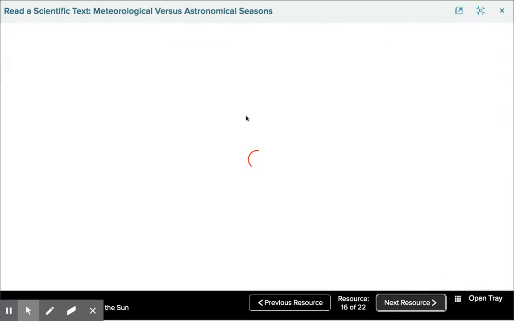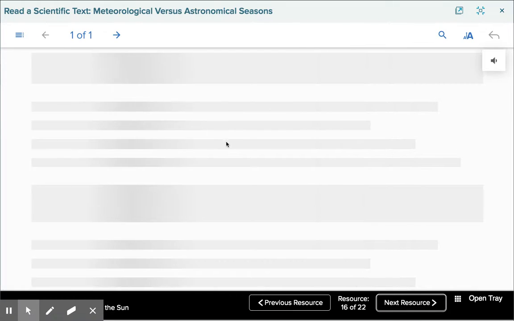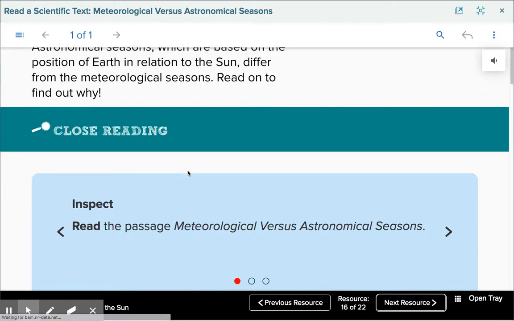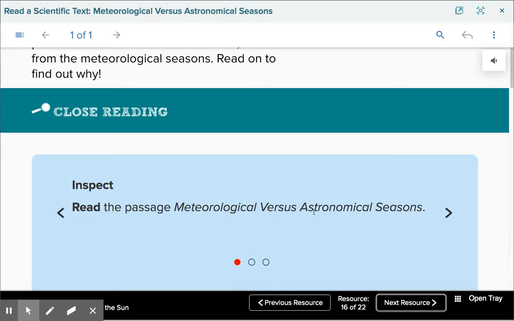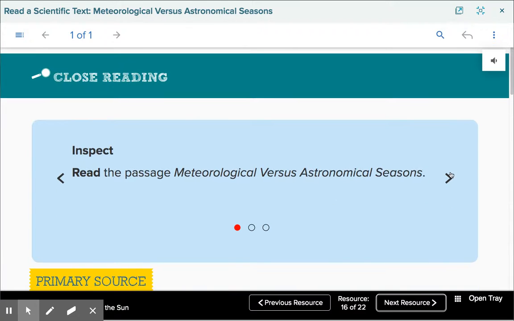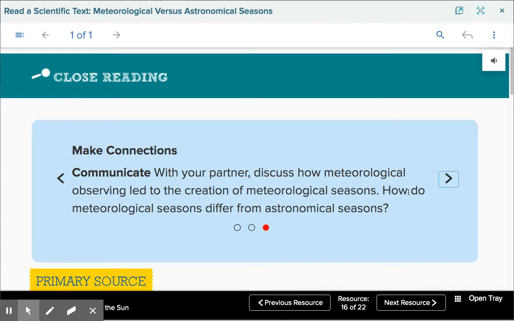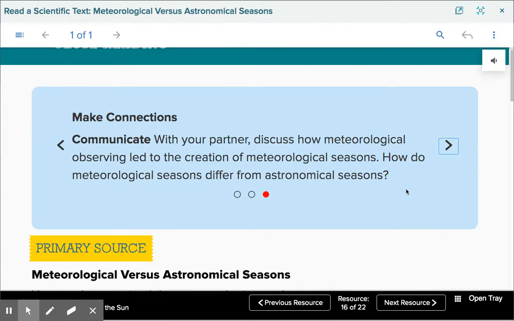Okay, when you are done reading, you're going to do an assignment where you learn how to read a scientific text. It's called close reading in science, and when you read a scientific text, it's a little bit different than reading a book for pleasure. What you do is you read this article, which compares meteorological versus astronomical seasons. You first read it, then you reread the fourth paragraph and underline cause and effect relationships, and you end with communicating. So what I would say, if you're in school, you communicate with a partner, but if you're at home, maybe you can communicate what you learned to your parents.